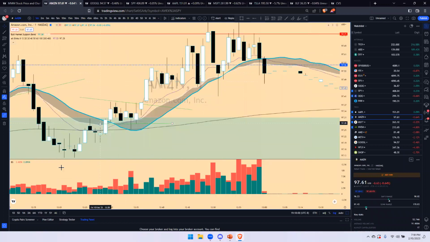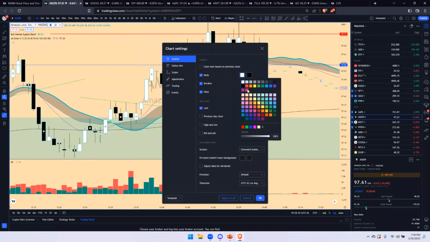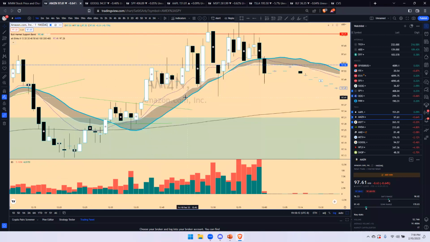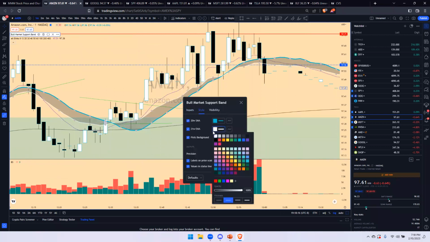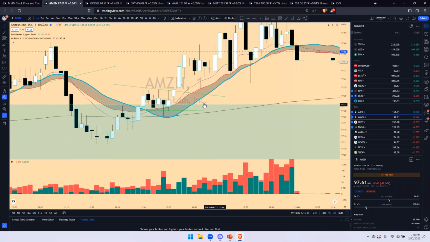Yeah. Your setup is just the blue underneath the 2 EMA. So I kind of want to change this color because it's kind of hard to see the white. So let me change this to like red or something. There we go. So yeah, you want the blue underneath 2, at least 2.